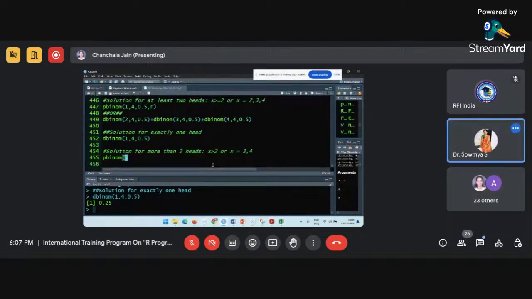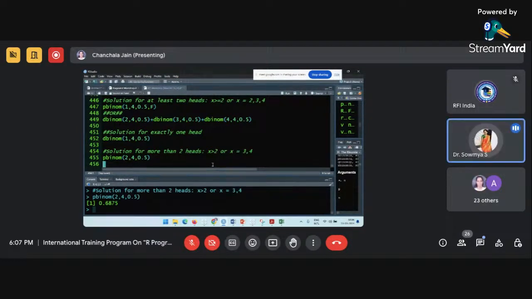You should pass 2, then 4, then 0.5. Then lower tail should be true, I think. True, ma'am. So, more than 2 heads. Fine. May I execute this?